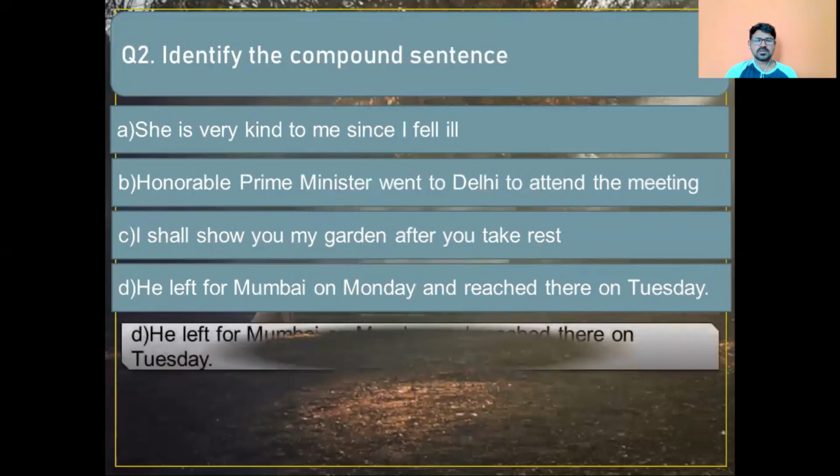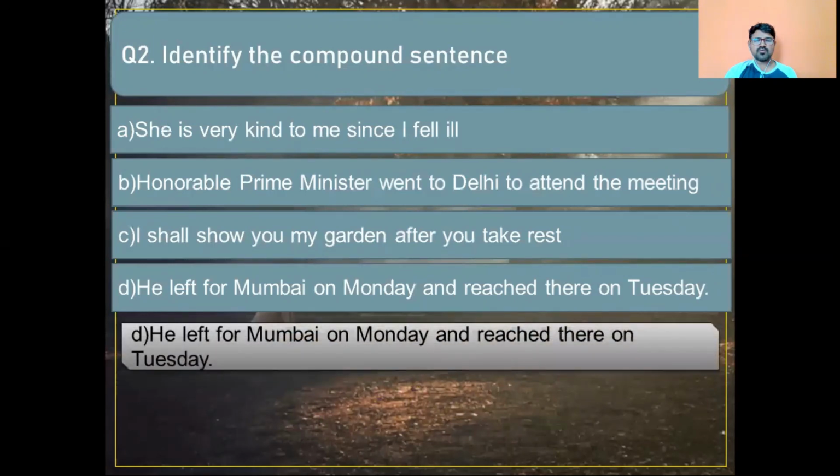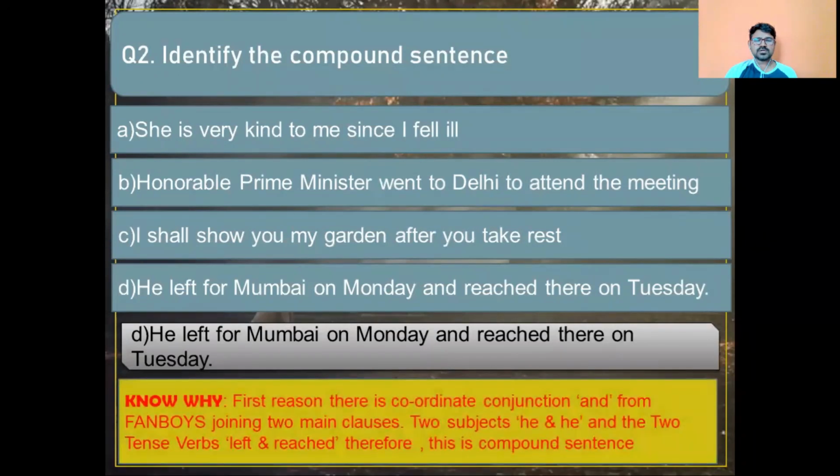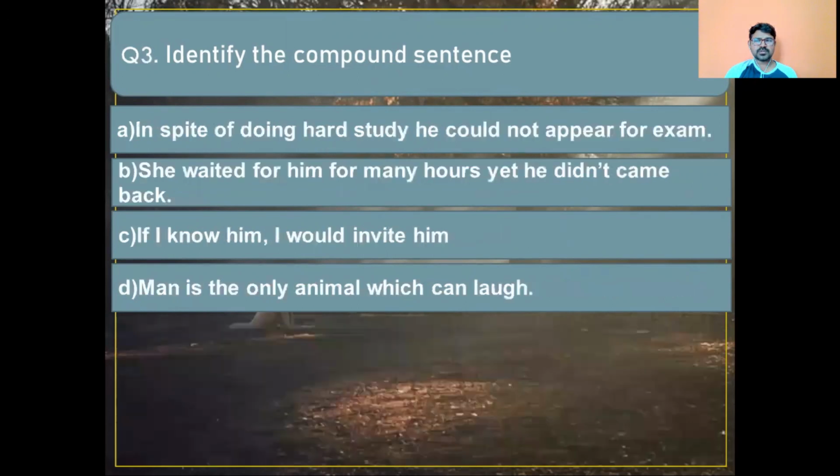The correct answer is option D. He left for Mumbai on Monday and reached there on Tuesday. Know why? First reason, there is coordinate conjunction and from FANBOYS joining the 2 main clauses. 2 subjects, he, and the 2 tense verbs left and reached. Therefore, this is the compound sentence.